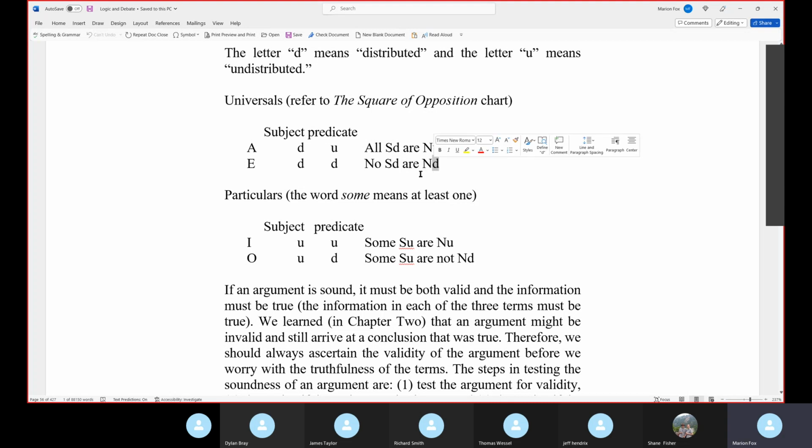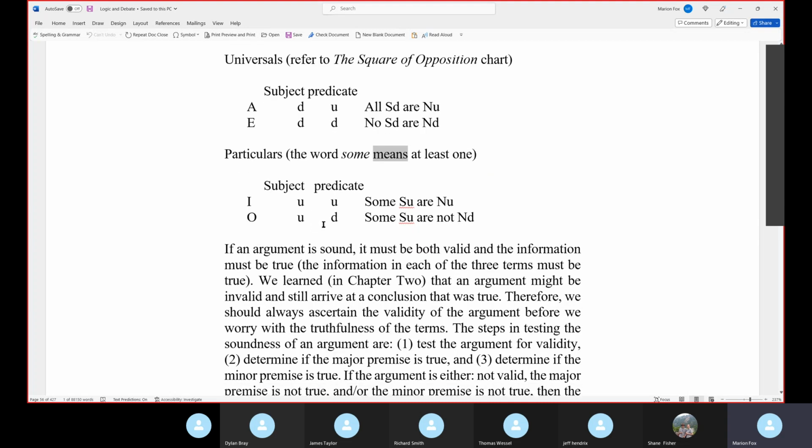Always will be. Now, we won't go into proving that. You're just going to have to take my word for it because I'm not going to prove it in this course. Good logic books will show that they're distributed, so we won't be worrying about that. Right here, the I-type proposition, some S are N. That's your I-type proposition, and they're both undistributed. Neither one of them is distributed.